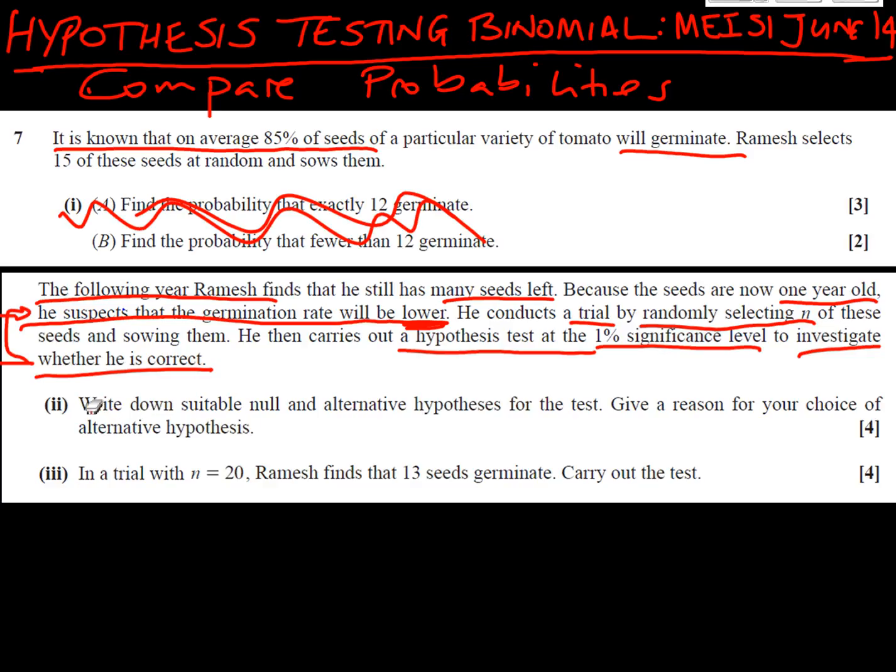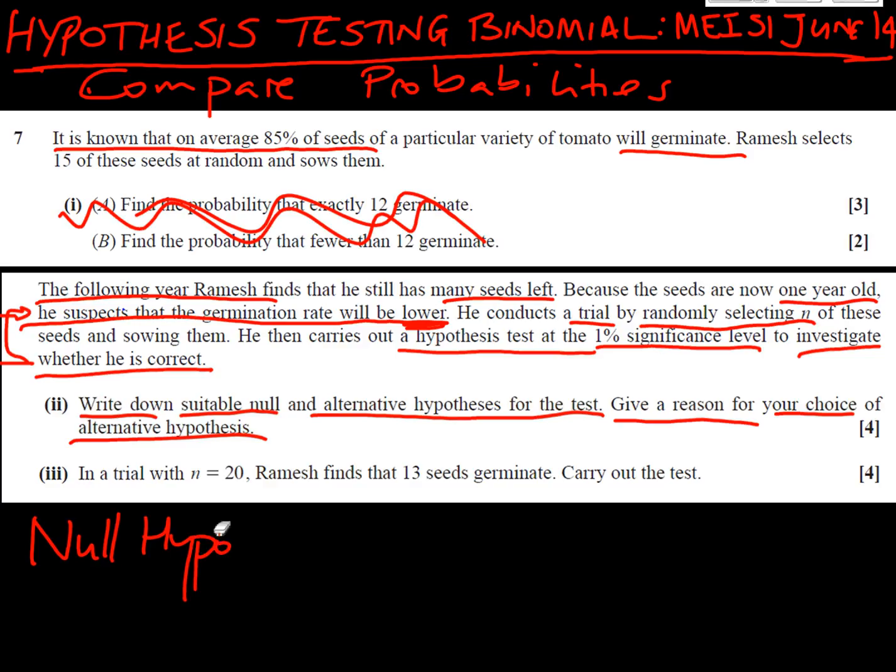What's the first question asking us to do? Write down a suitable null and alternative hypothesis for the test and give a reason for your choice of alternative hypothesis. So let's work that part of it, and do this in red. Our null hypothesis, this is the one we are assuming, from the facts we have. We call it H0. So in our case, p equals, well, what do we know? They've told us that the probability is 0.85.